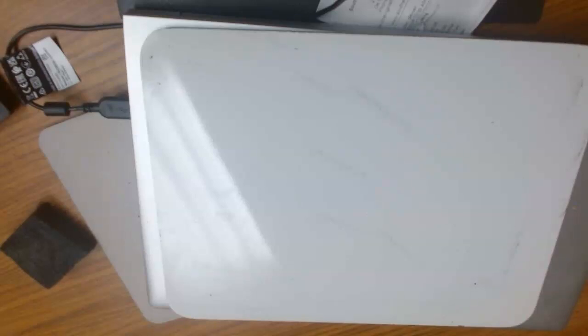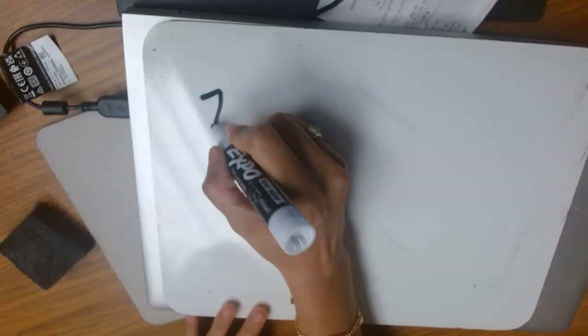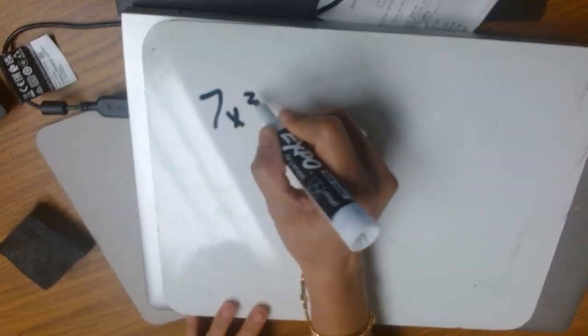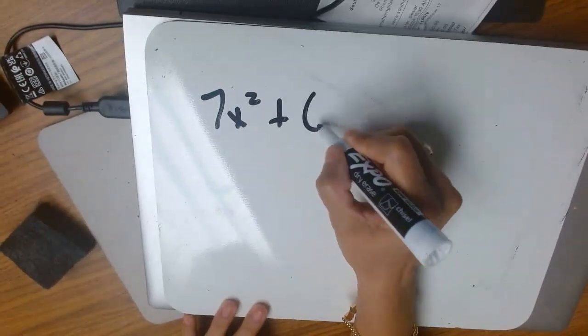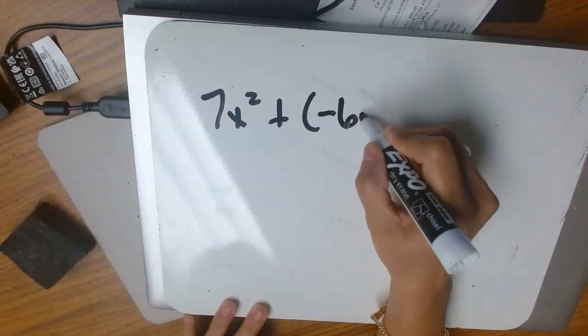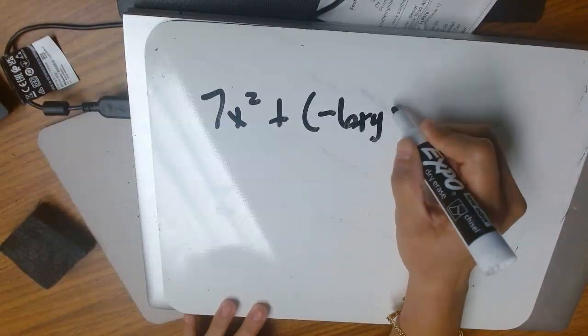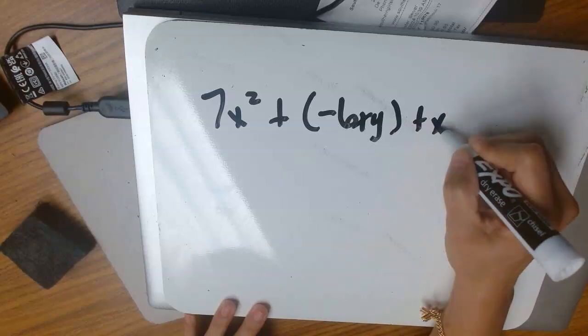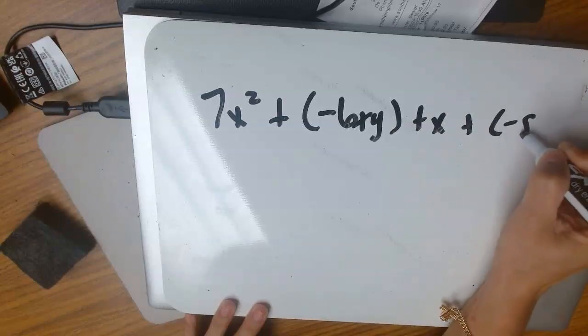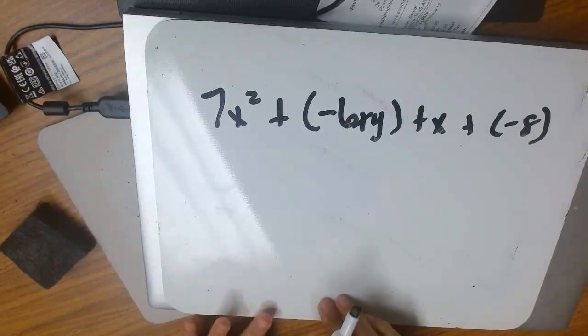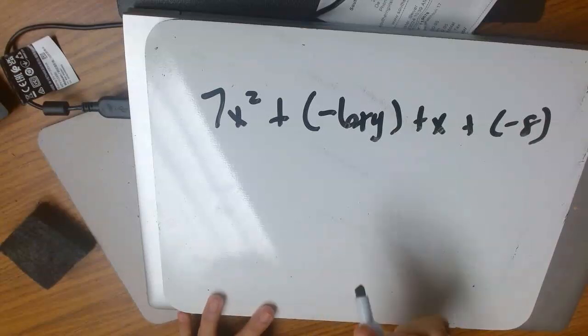Okay, we're next going to talk about terms of a variable expression, which are the add-ins of the expression. And I'll give you an example. So if we have 7x to the second power plus negative 6xy plus x plus negative 8, we have 4 terms.